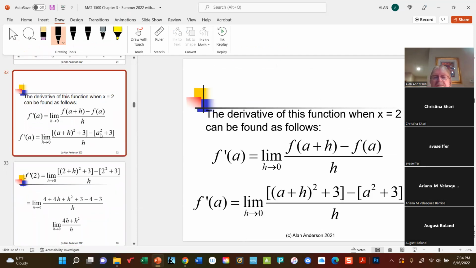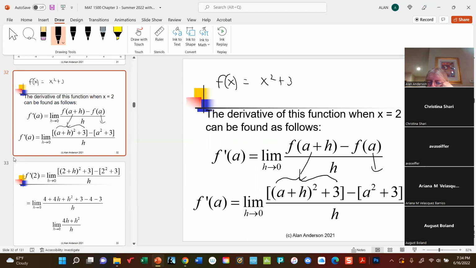And just a quick reminder, f of x is x squared plus 3. So that means here, you need to not only square what's in the parentheses, but add 3 at the end. Okay, don't forget about that. The function is x squared plus 3. So you're squaring a plus h, and then you're adding 3 at the end. And similarly here, you're squaring the a plus you're adding 3. Okay, so that's going to make the algebra a little bit messier, but not that much. And then, of course, at the end, we divide by h, and we take the limit as h goes to 0.